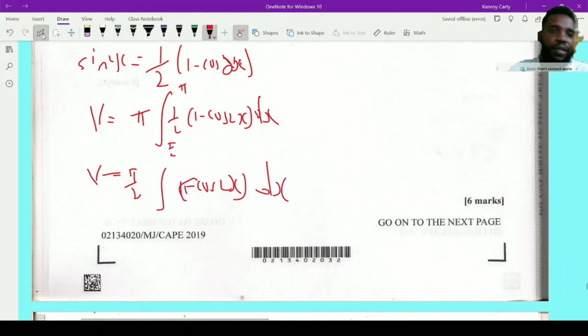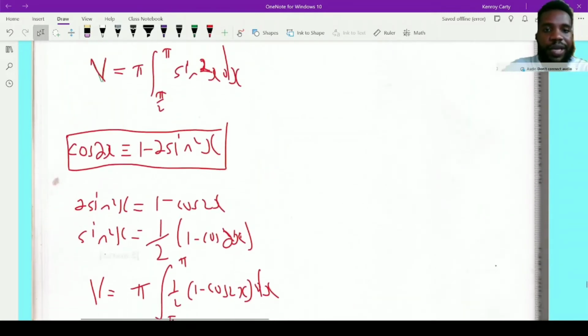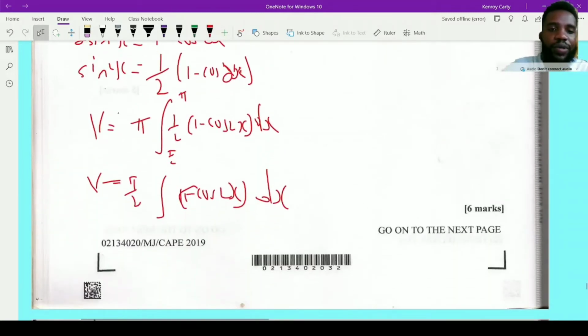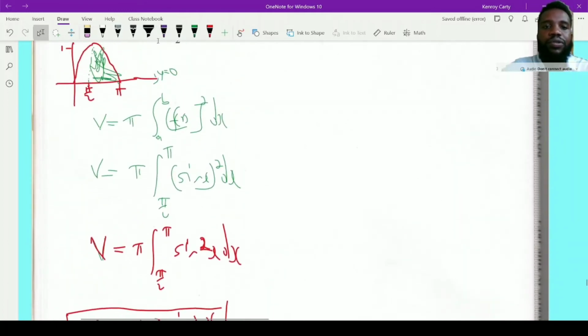Now the integral of 1, of course, is just going to be x with respect to x, and the integral of cos 2x, don't forget your boundaries, which are pi over 2 and pi. Alright, so we go right ahead and integrate that. That's no big thing to integrate.